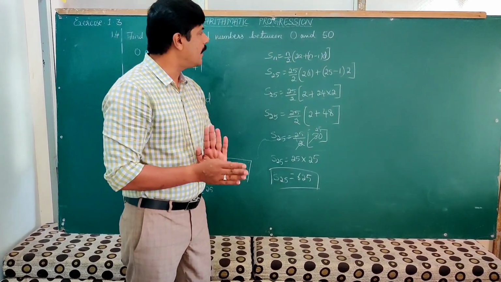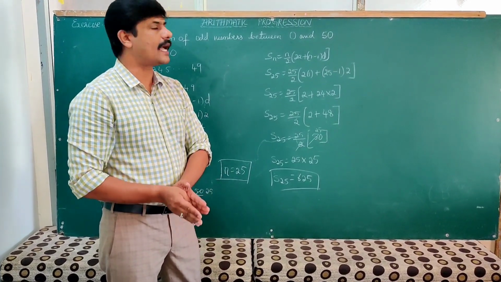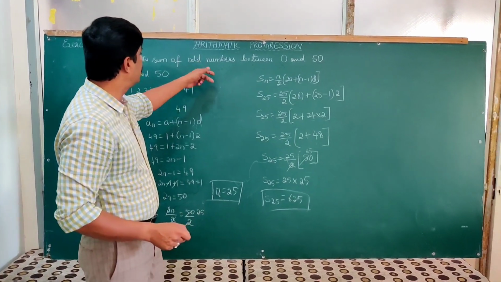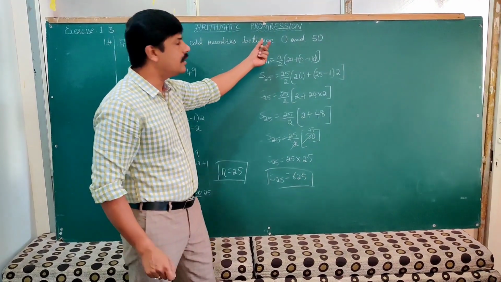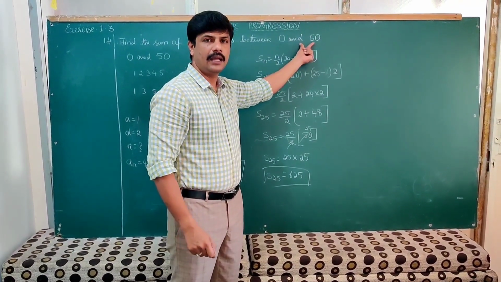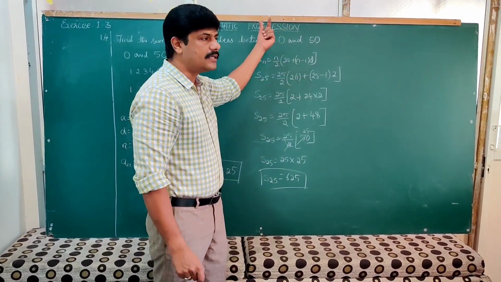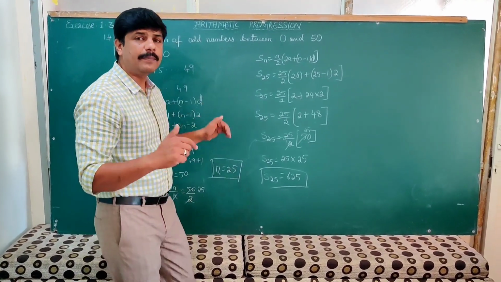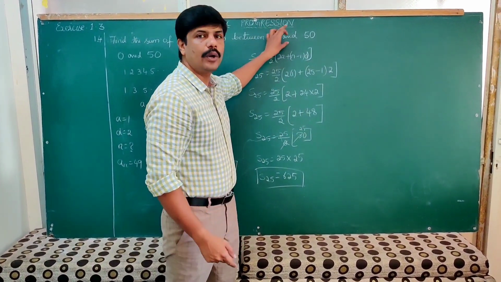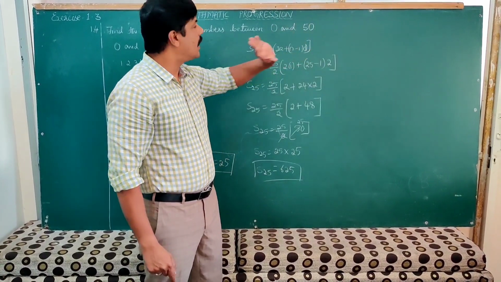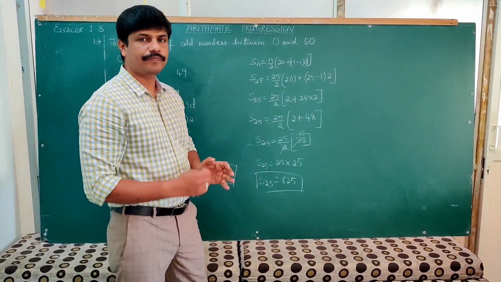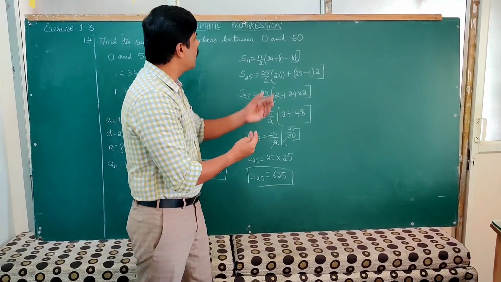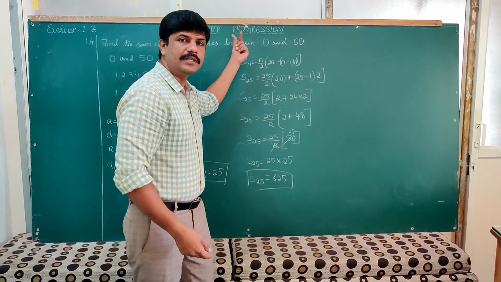Did you understand, children? Now the simple home assignment is you have to find the sum of even numbers lying between 0 and 50, 0 and 100, 0 and 200, and you have to find the sum of multiples of 3 between 0 and 50, 0 and 100, and find the sum of multiples of 4, multiples of 5, multiples of 6 between 0 and 50 and between 0 and 100.